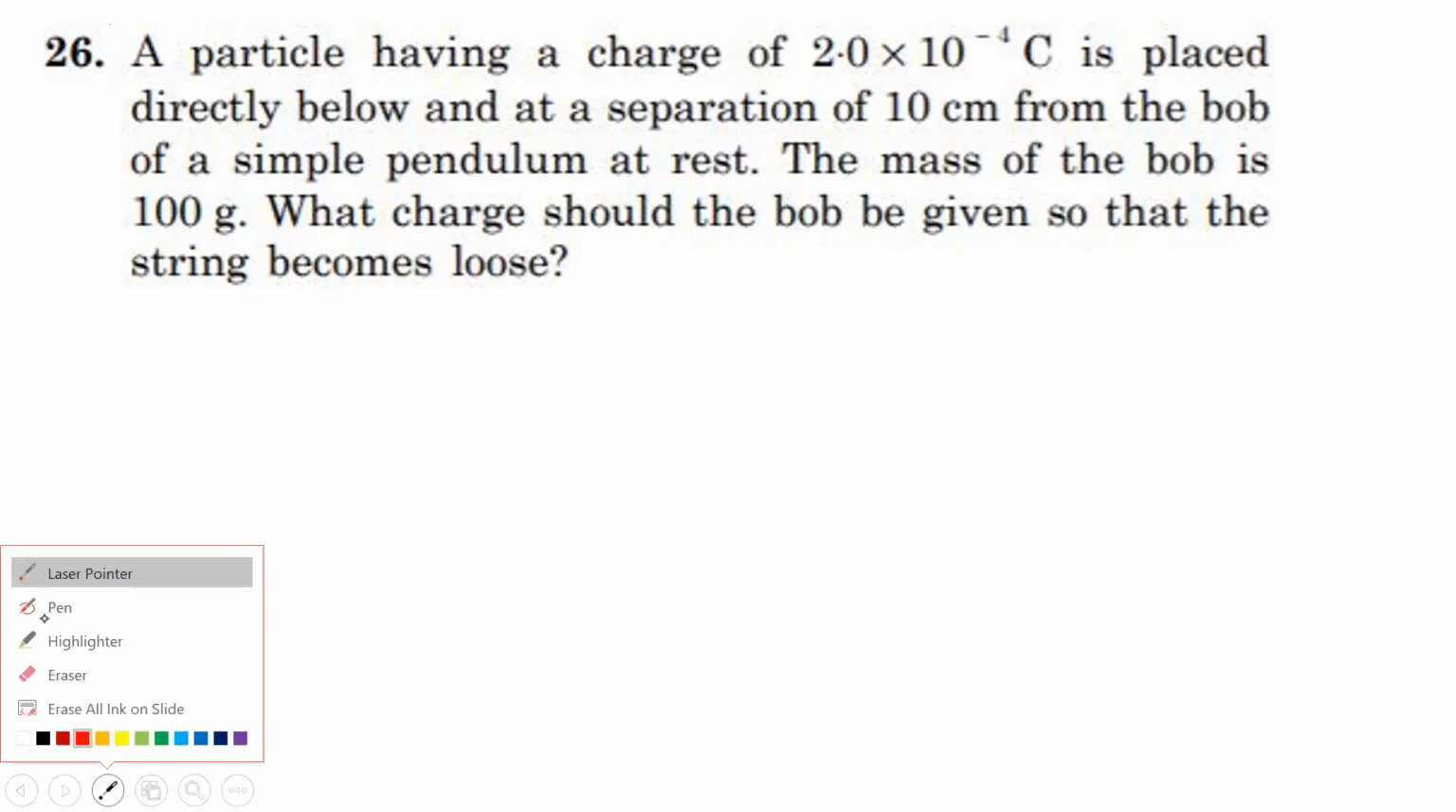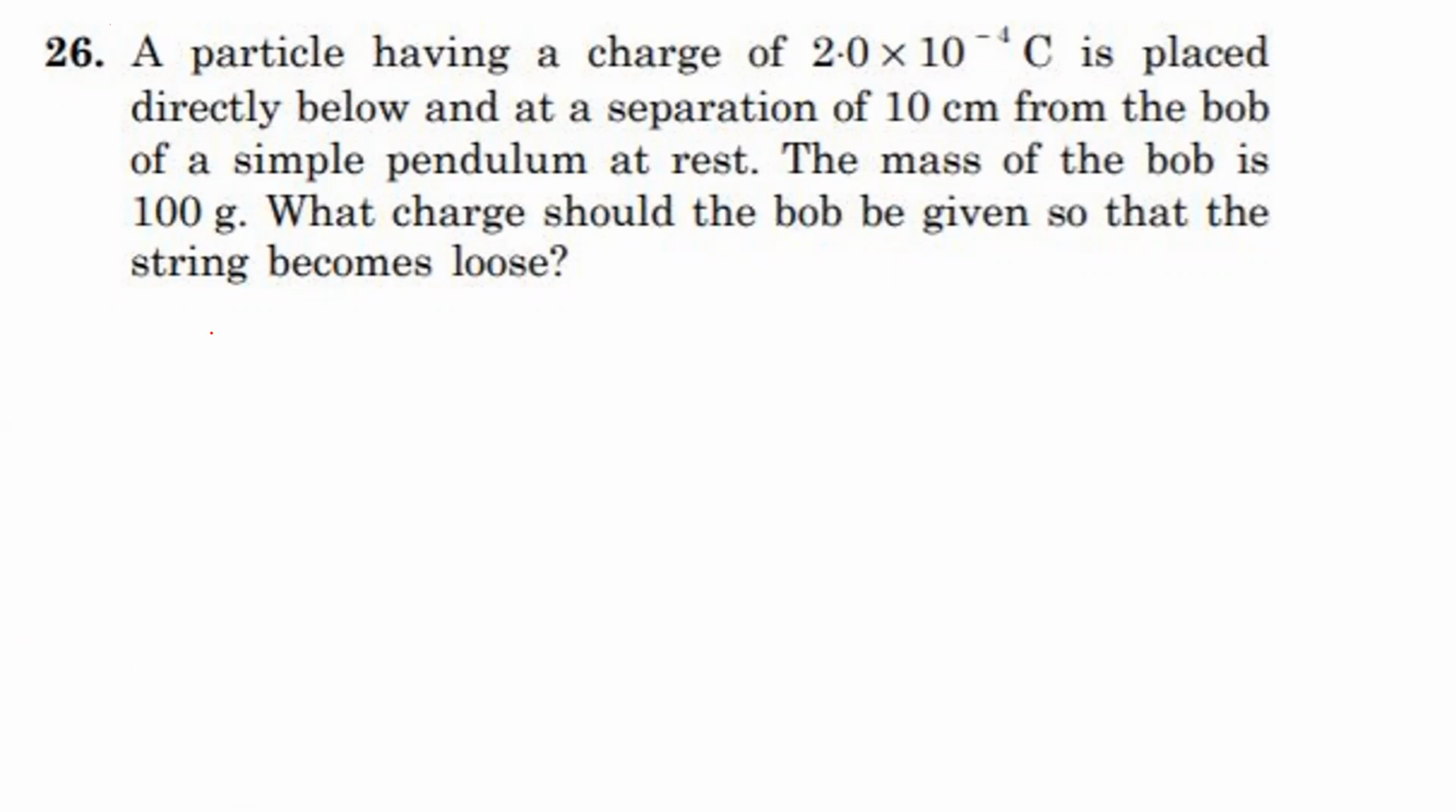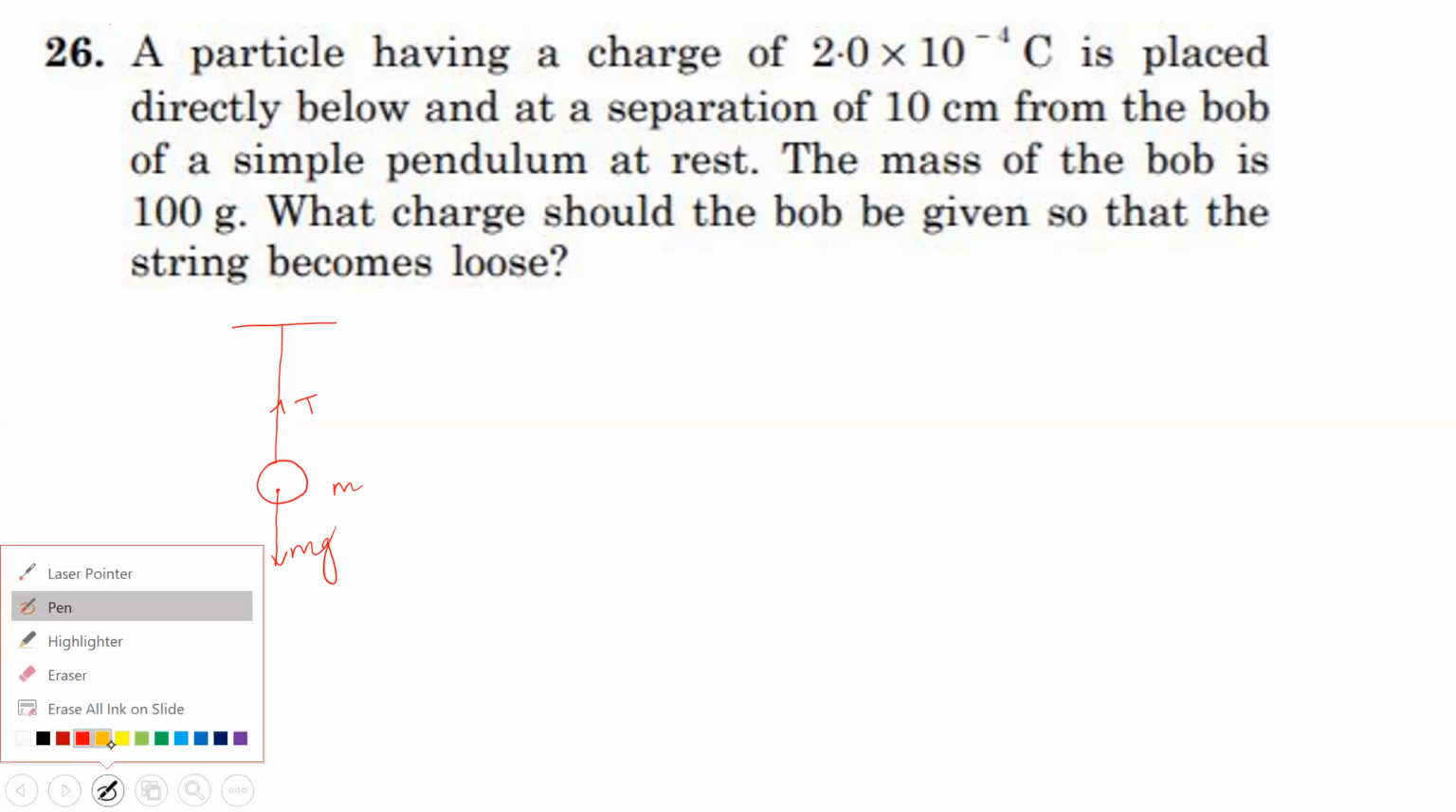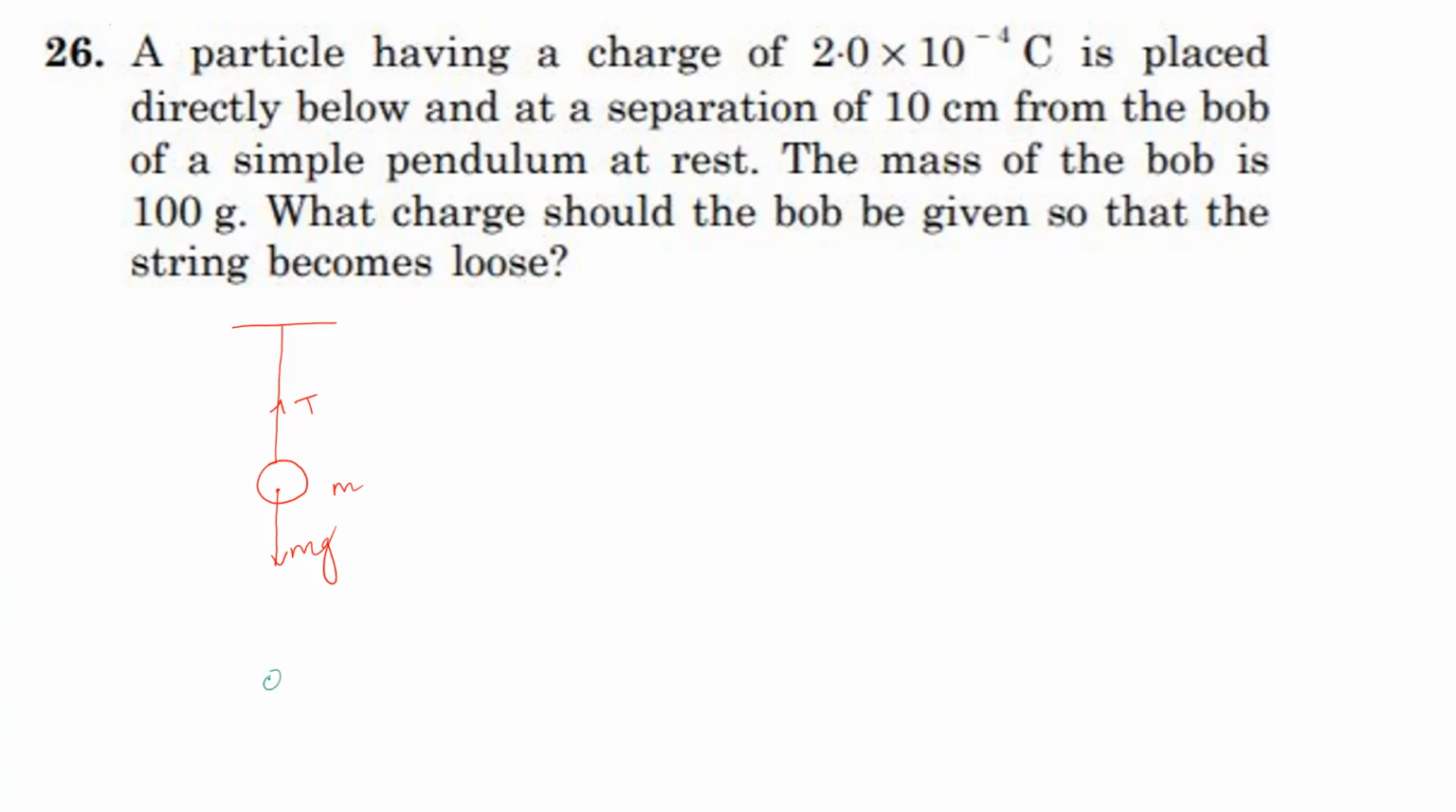Let us solve this sum. See here, let us take this is the simple pendulum. Mass of the simple pendulum is m. Here gravitational force mg is acting and a tension force T will be acting here. Now we are placing a charge here. Let us assume we are placing here charge q, that is equal to 2 × 10^-4 coulomb. This is placed 10 centimeter below the pendulum.